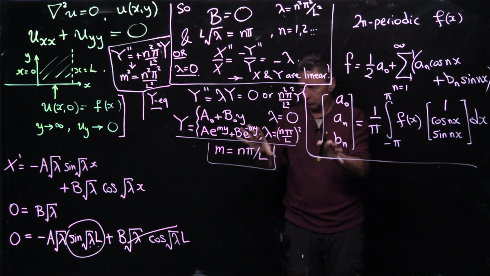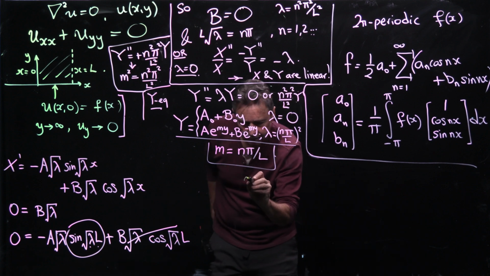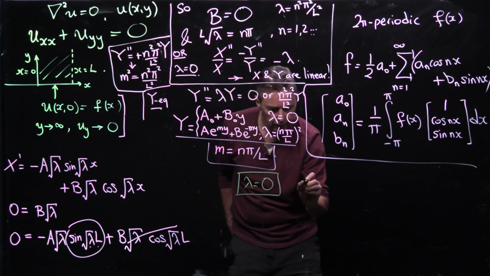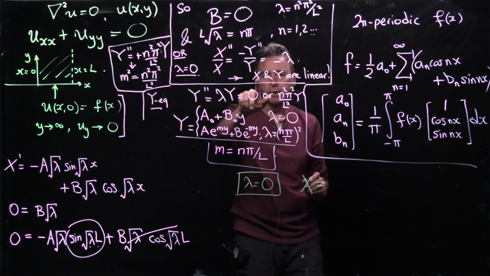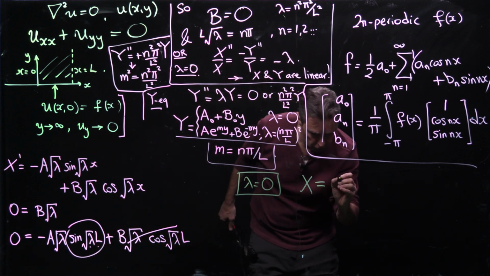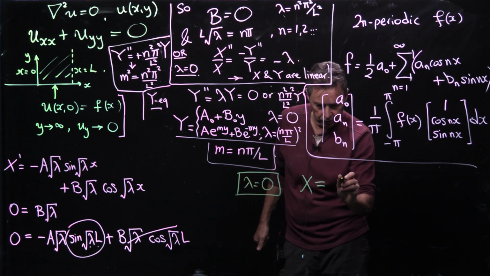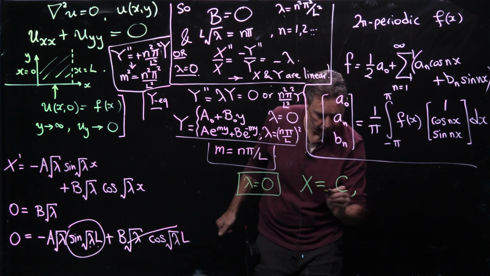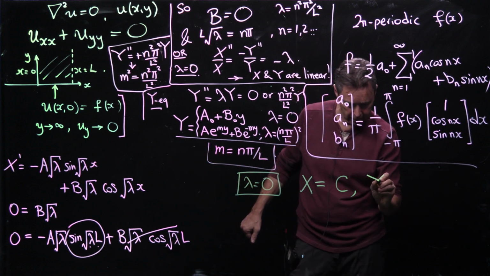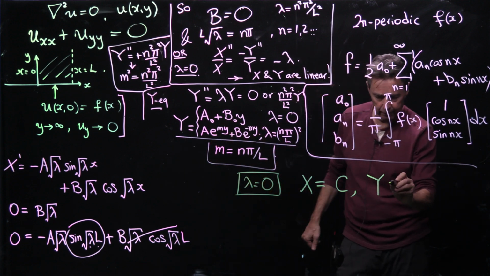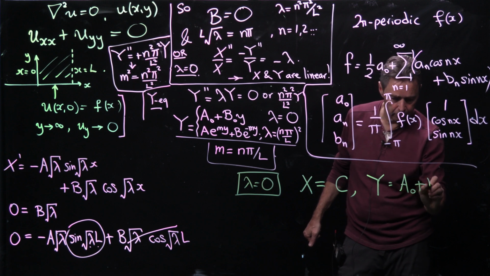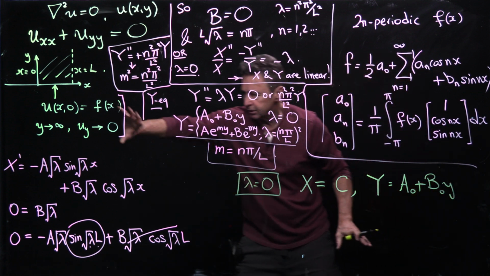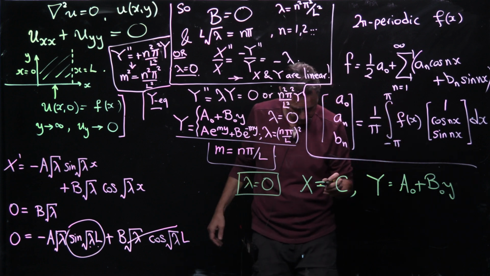Right, I'm trying to put it all together. Right, so there's the lambda equal to 0. That's part of the solution. And then I've got big X. Well, it would be a linear function, but the derivative has to vanish, so I'll just use C as a constant. That's the function of X. The Y is this thing, A0 plus B0y. Right, I've not implied any conditions in y yet. I'll be reserving that till the end.